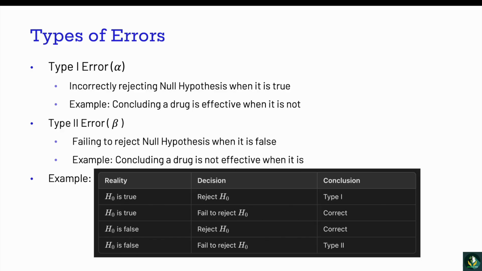Null hypothesis is false, and we are rejecting the null hypothesis, which is correct. And finally, null hypothesis is false, but we fail to reject the null hypothesis. That's a type 2 error, where, as I mentioned in the example, concluding a drug is not effective when it is actually effective.